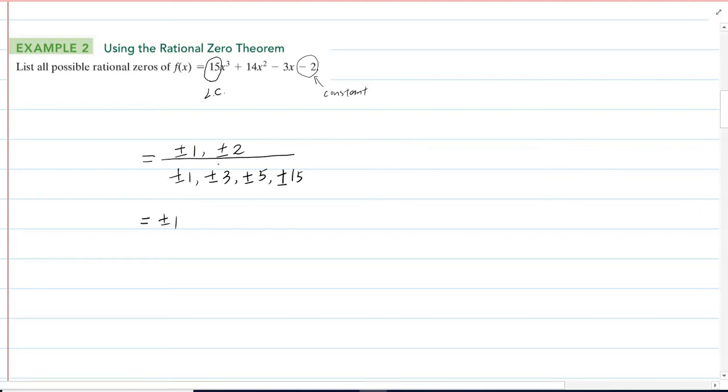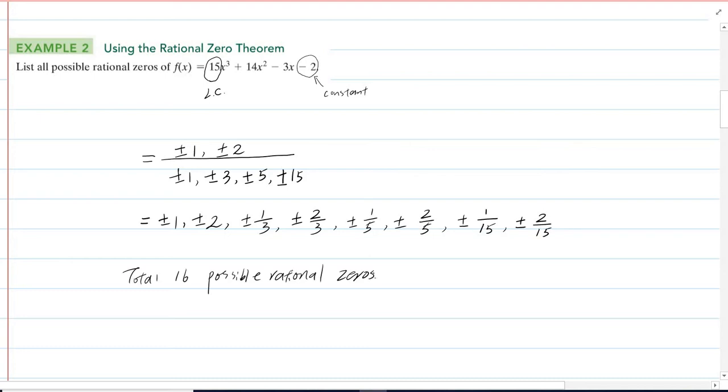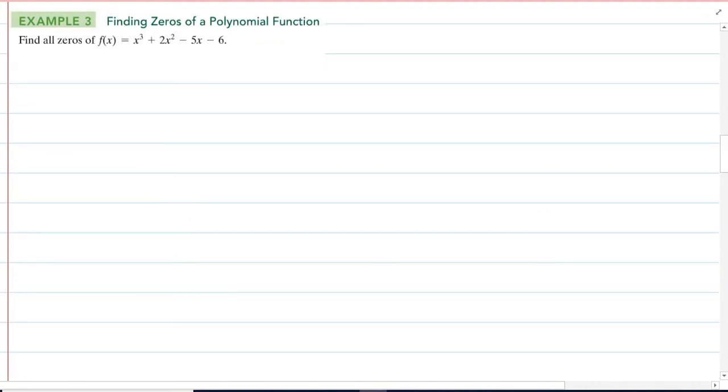Positive and negative 1, positive and negative 2, positive and negative 1 over 3, positive and negative 2 over 3, positive and negative 1 over 5, positive and negative 2 over 5, positive and negative 1 over 15, and then positive and negative 2 over 15. That's a total of 16 possible rational zeros, which is listed above right there. That's your answer.